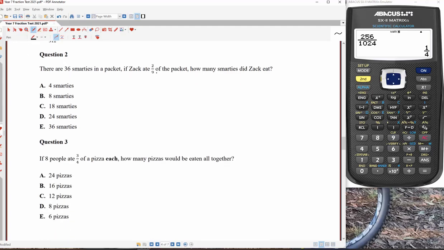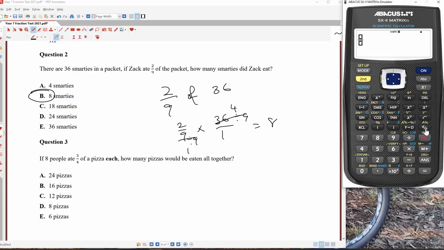Okay, there are 36 Smarties in a packet. Zach ate 2/9 of the packet. So this would be 2/9 of 36, or 2/9 multiplied by 36 over 1. That goes into itself once, and into 36, 9 fours are 36, yeah. 1, 2 fours are 8. 8 Smarties. Could also do that on the calculator. 2 over 9 multiplied by 36. Ooh, whoops.